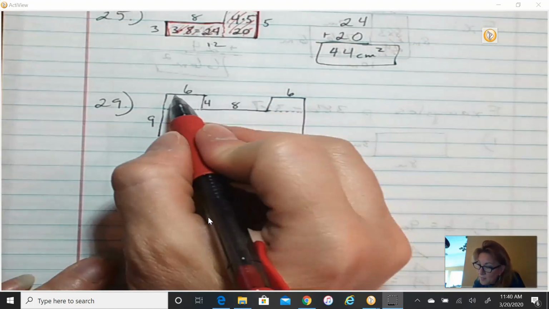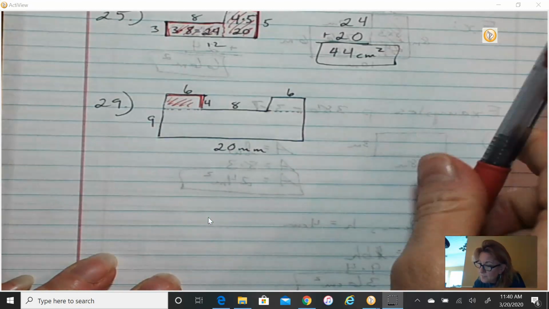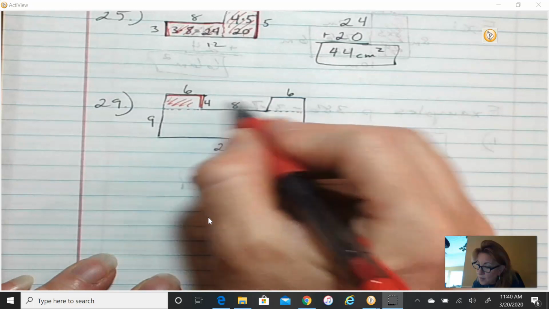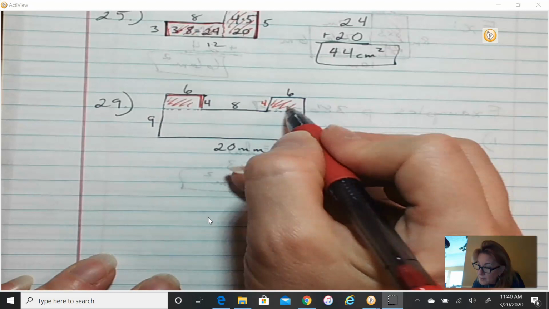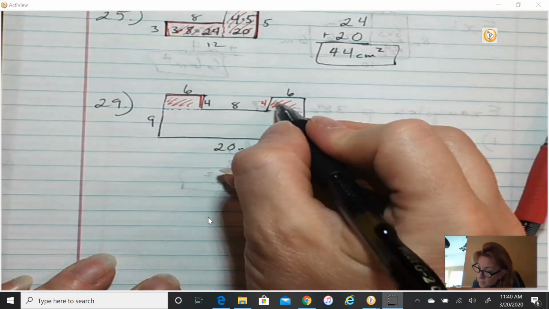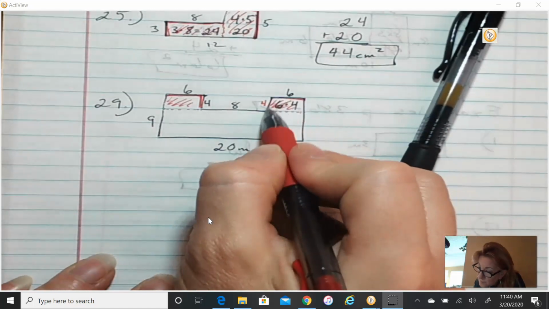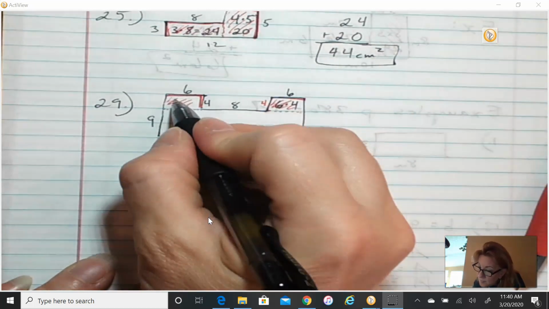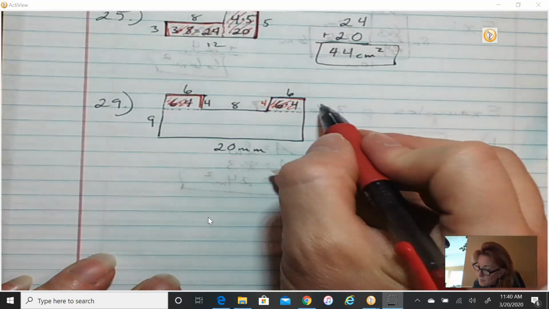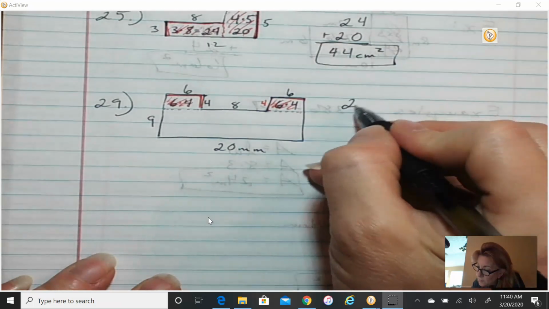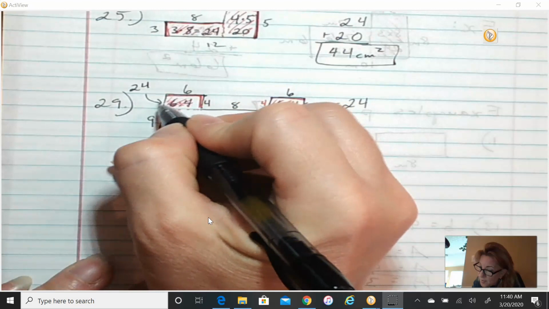Okay, so here I have 6 and 4 for this square here. And if this is 4, then this side right here is going to be 4. So for this box, it's going to be 6 and 4. So 6 times 4 and 6 times 4. That would give us 24 for that box and 24 for that box.